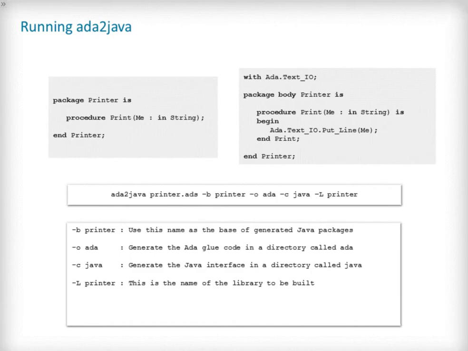Next, we can control the base name used by the Java packages using the -b option. It is possible to control the location of the binding output, and in this case we use the -o option to place the Ada portion of the binding in a subdirectory called Ada, and similarly for the Java part of the binding using the -c option. Finally, we identify the name of the library that needs to be loaded by the JVM at runtime to ensure all of the JNI operations are available.